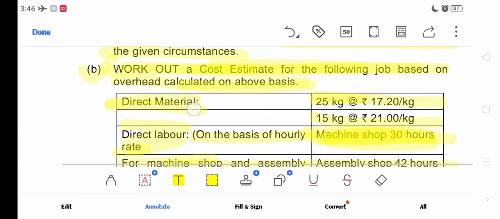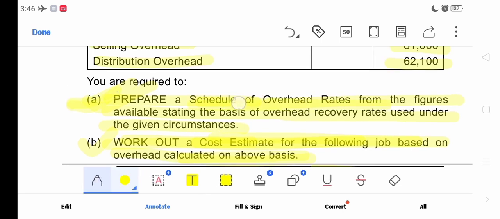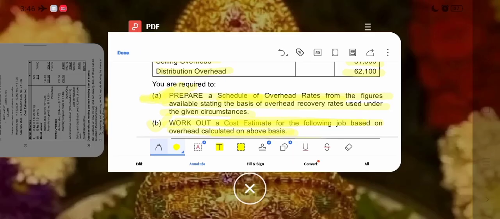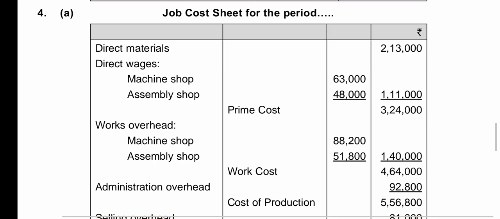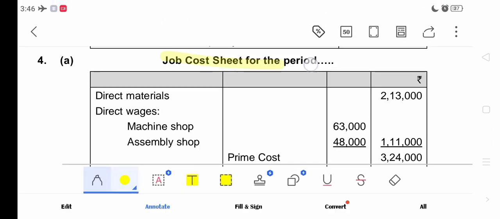Okay, now let's see the A, how they are going to calculate A and how they are going to prepare a schedule of overhead rates and all. Calculation of rates also we shall see now. Okay, let's go to the answer quickly. Okay, now this is a job cost. Job cost sheet for the period they have prepared. So you remember the cost sheet, no?